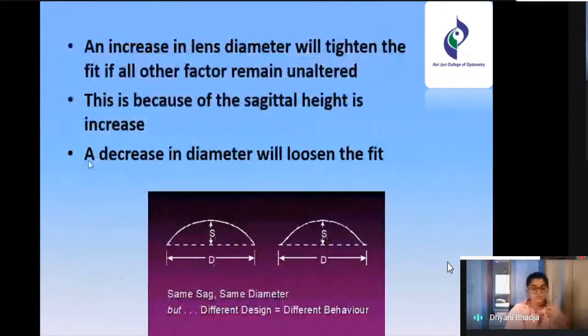An increase in lens diameter will tighten the fit if all other factors remain unaltered. Which means if we increase lens diameter, and we do not make changes in any other parameters, our lens will become steep. This is because sagittal height is increasing. This is sagittal height. A decrease in diameter will loosen the fit.